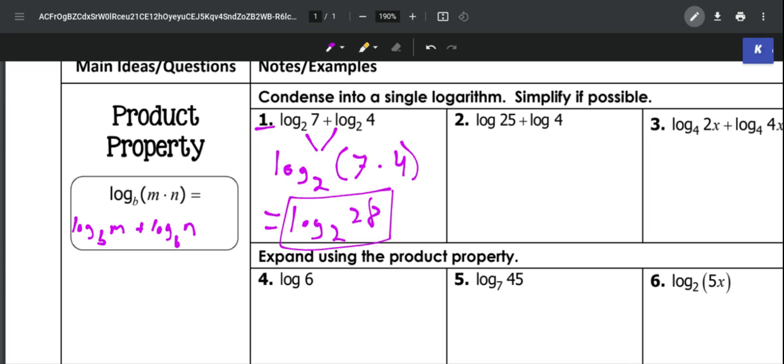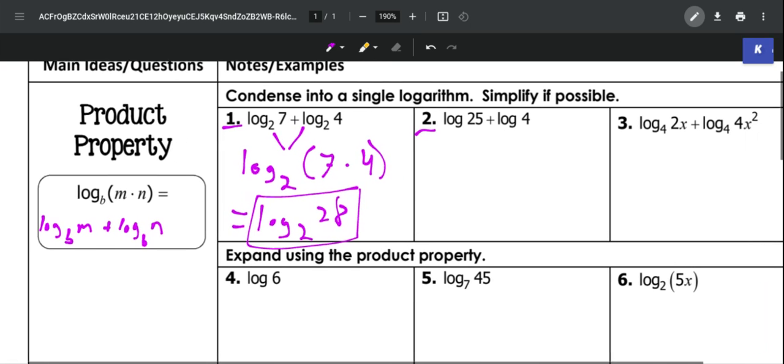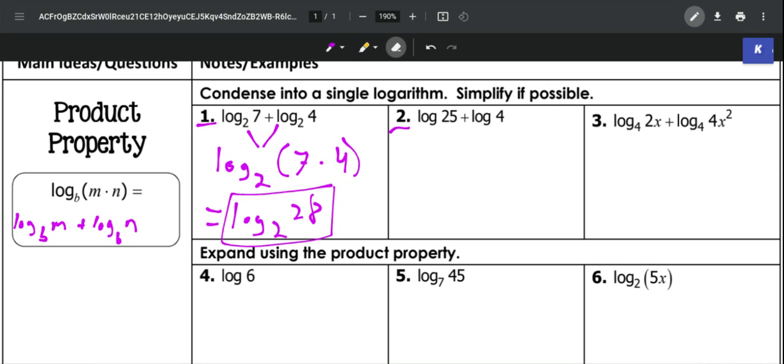So you'll have to mentally make yourself a note. Anytime you see two logarithms with the same base added together, you can rewrite them as multiplying. That's how you condense it into one single logarithm. So we'll do another one. Let's look at 2.